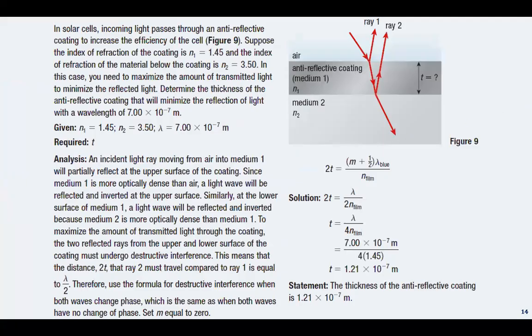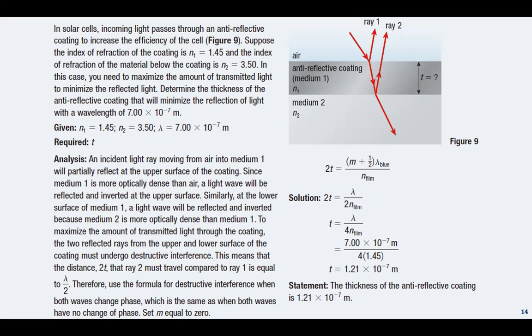All right, let's have a look at the solution here. So in this case, an incident light ray moving from air into medium one will partially reflect at the upper surface of the coating, right? Since medium one is more optically dense than air, light will be reflected and inverted at the upper surface. Similarly, at the lower surface of medium one, light will be reflected and inverted because medium two is more optically dense than medium one.